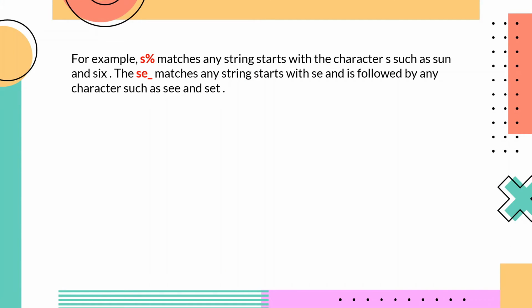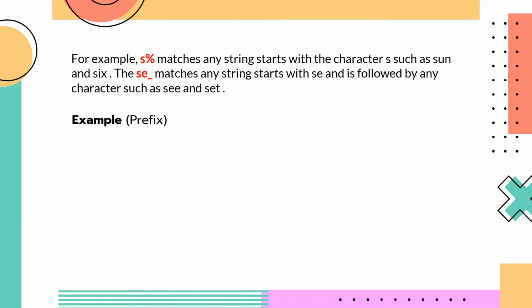For example, 's%' matches any string starting with the character s, such as sun and six. And then 'c_' matches any string starting with c and followed by any single character, such as cat and cz. So we can use only a single character if we use underscore.